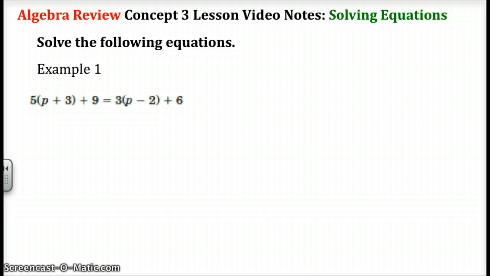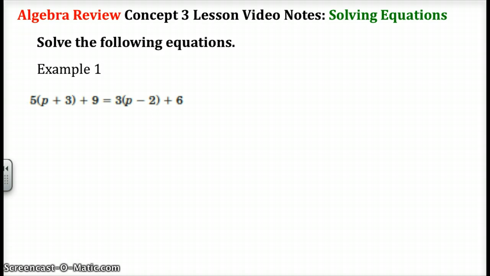Today we are going to be talking about your algebra review concept number 3, which is going to be about solving equations. So let's look at the first example. We have 5 times the quantity p plus 3, plus 9, is equal to 3 times the quantity p minus 2, plus 6. So when we're going to solve this equation, we want to solve for p. How do we want to do that?